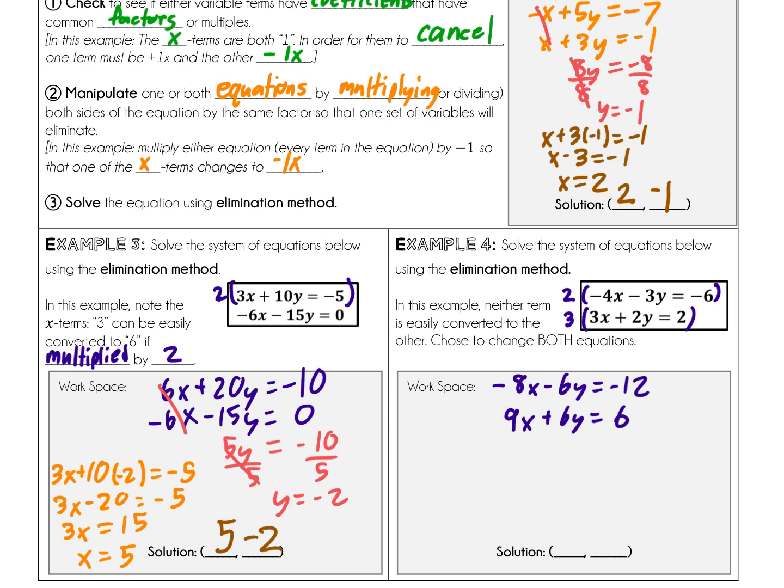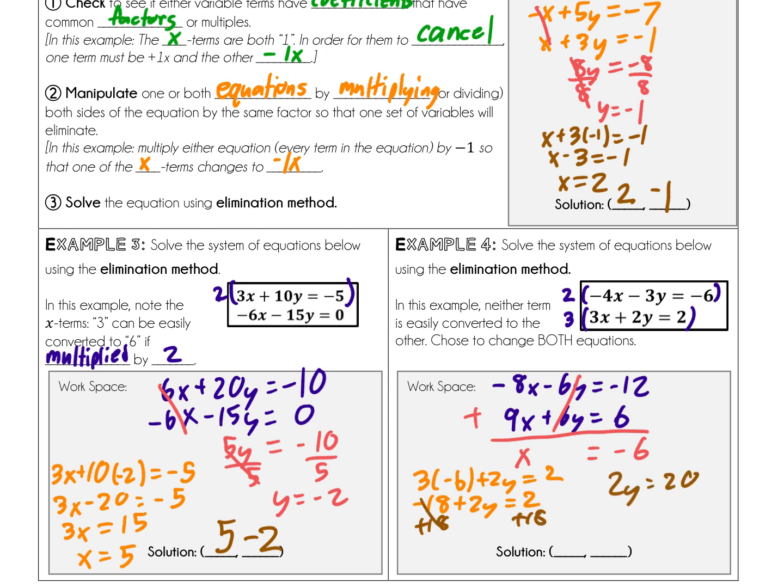Add these two equations together to get negative 8x plus 9x is x, negative 6y and 6y cancel out, and negative 12 plus 6 is negative 6. Since x equals negative 6, we can plug this into one of our original equations, 3x plus 2y equals 2, to get 3 times negative 6 plus 2y equals 2, or negative 18 plus 2y equals 2. It's now time to solve for y, so we can add 18 to both sides, giving us 2y equals 20, and divide both sides by 2 to get y equals 10, making our final solution the point negative 6, 10.